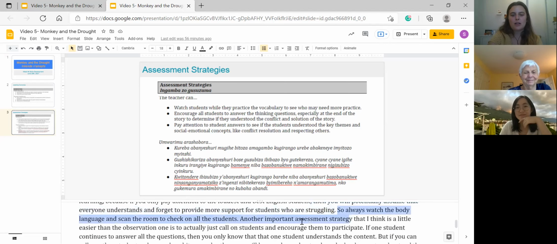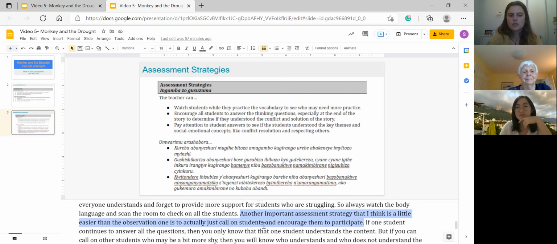So always watch the body language and always scan the room to check all the students to see who's participating and who's not. Another important assessment strategy that I think is a little bit easier than observation: observation of a class takes a bit of practice to get used to, but one that's a little bit easier is to actually just call on all the students and encourage them to participate. So that's the second one.